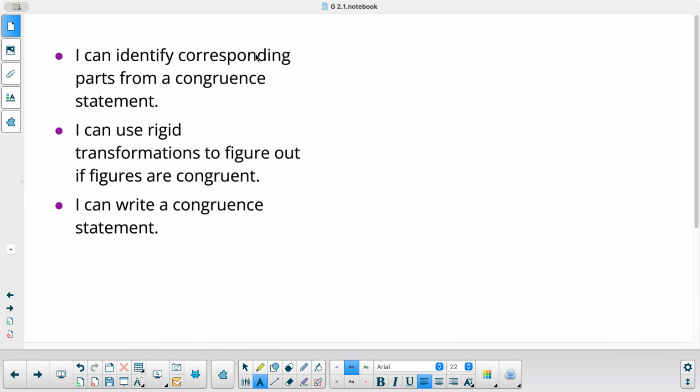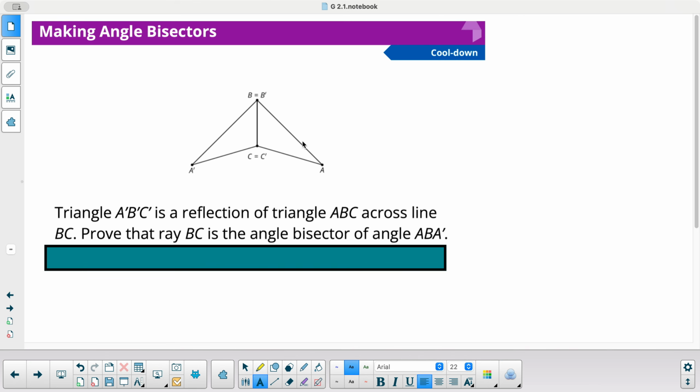So back to our goals. I can identify corresponding parts from a congruent statement. I can use rigid transformations to figure out if figures are congruent, and I can write a congruent statement. Okay. So triangle A prime, B prime, C prime is a reflection of triangle ABC across line BC. Prove that ray BC is the angle bisector of angle A prime. So A prime is this angle right here, and we want to know that this is the bisector, angle bisector.